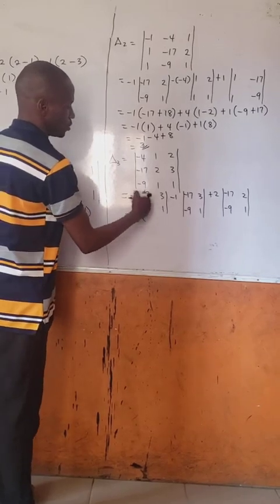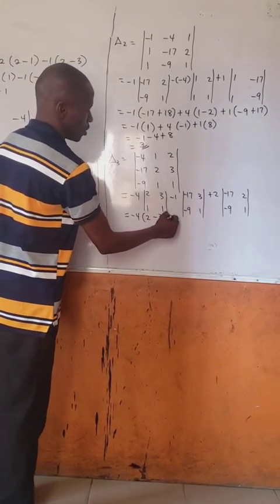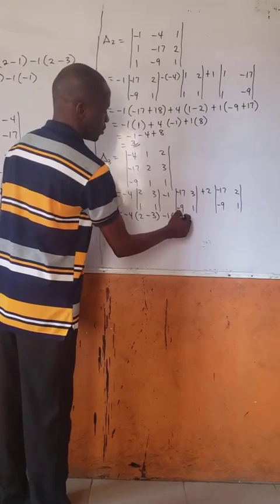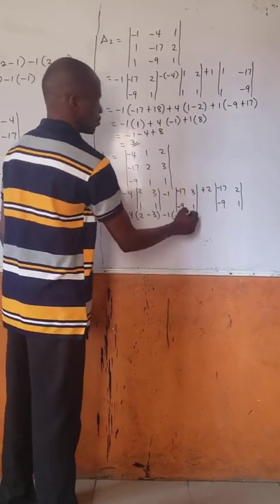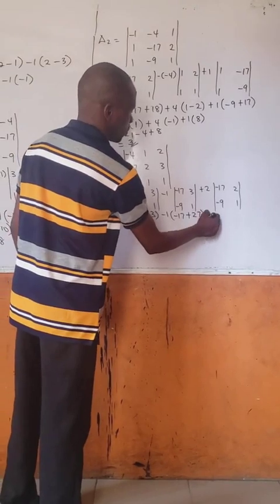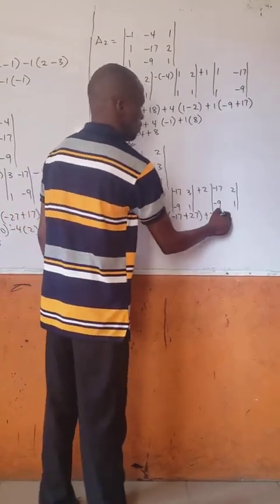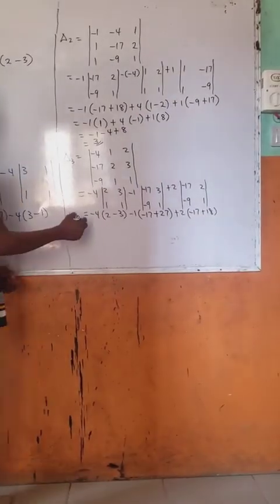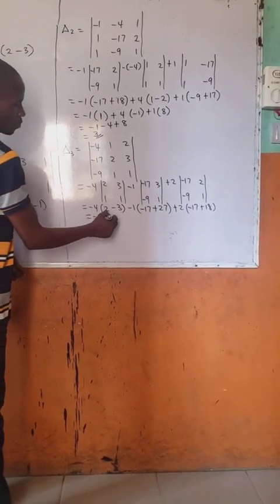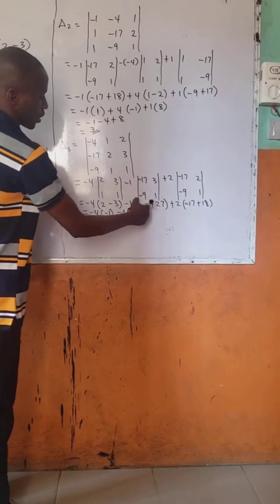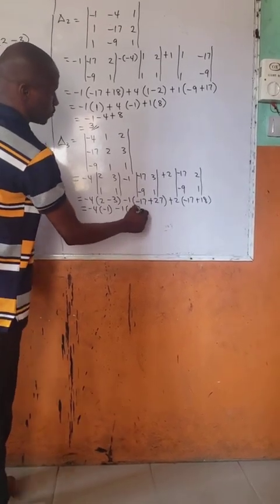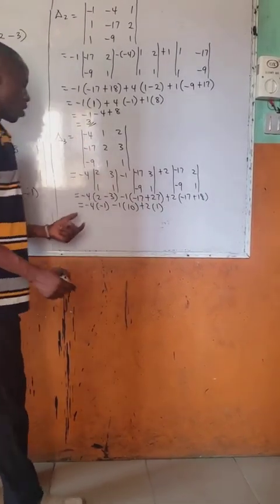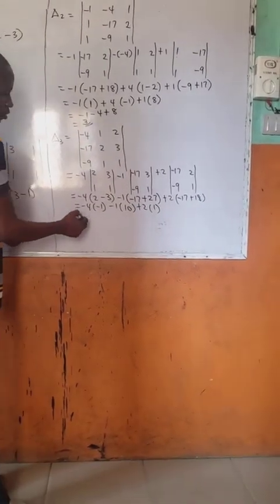Minus 4 bracket. This is 2 minus 3. Minus 1 bracket, minus 17. This side, this is plus 27. Plus 2 bracket, minus 17 plus 18. I hope you are following. So this gives us minus 4 bracket, minus 1 bracket 10, plus 2 bracket 1. I hope you are getting it.